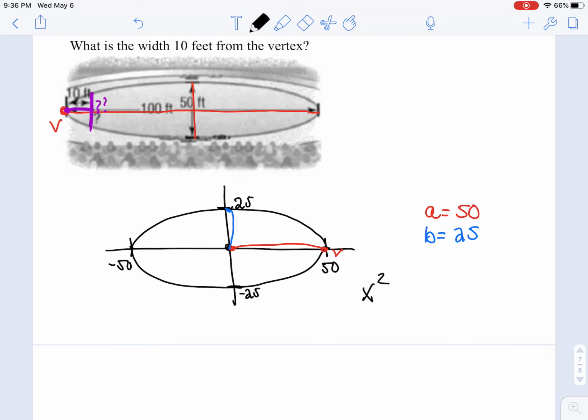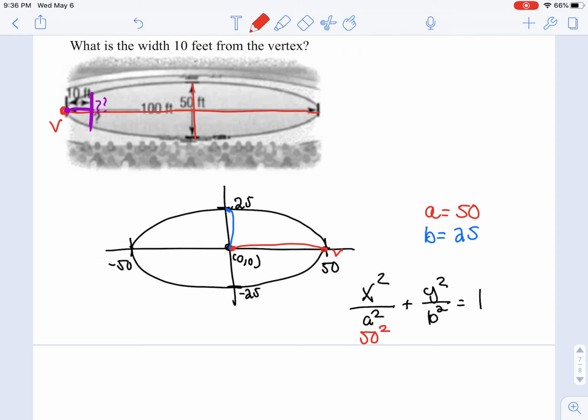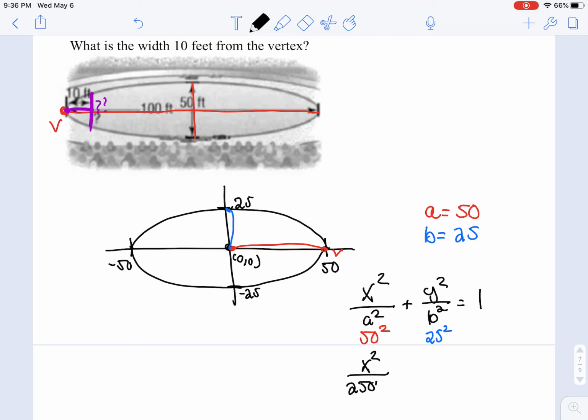Again, since this ellipse is horizontal, we know that the equation will be x squared over a squared plus y squared over b squared equals 1. Since my center is at 0, 0, I don't need to adjust x squared and y squared. All I need to do is plug in my 50 for my a and I'll plug in 25 for my b. And so my actual equation is x squared over 2500 plus y squared over 625 equals 1. Now, once we've got the equation, that's step 1. Now we can use the equation to go back and answer this question.